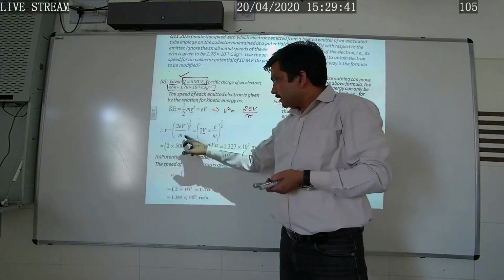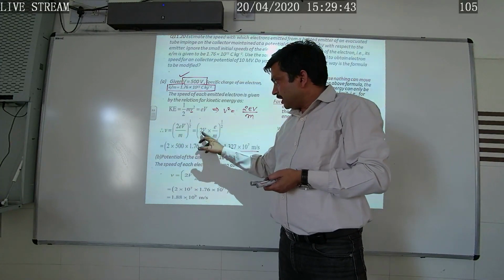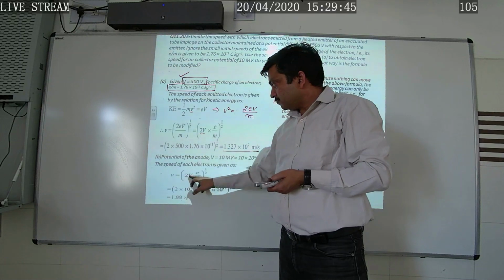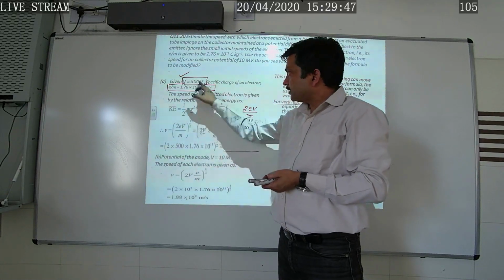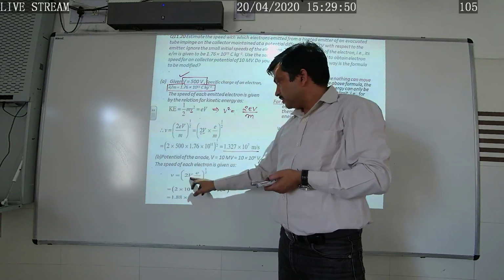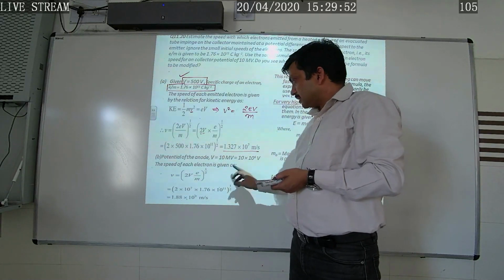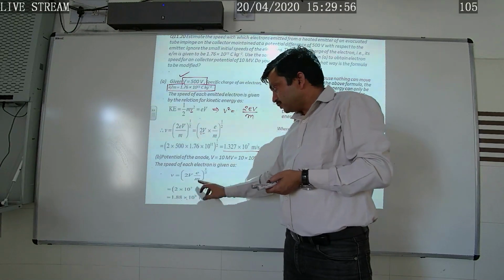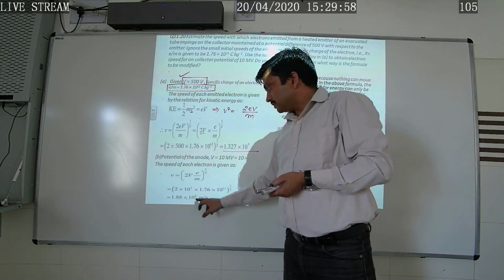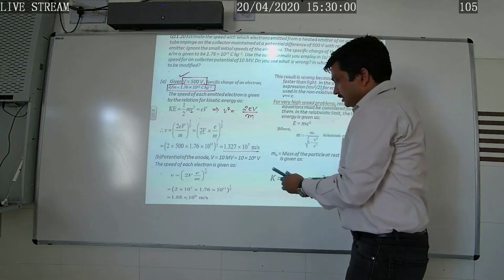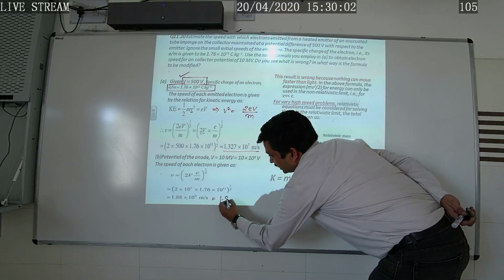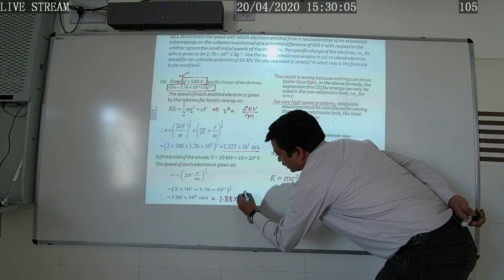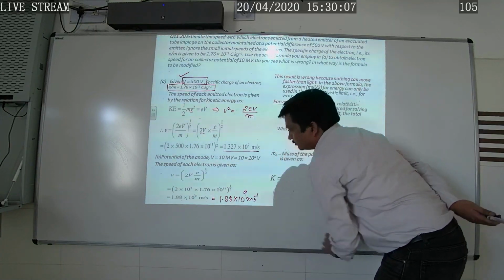Putting the value again here, simply we have to change the value. In the earlier question the potential was 500 volt, so here 10 to the power 7 volt. 2 into 10 to the power 7, the e by m ratio will remain the same. We get this, which is equal to 1.88 into 10 to the power 9 meter per second.